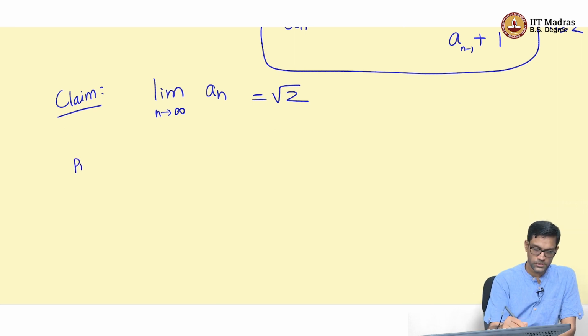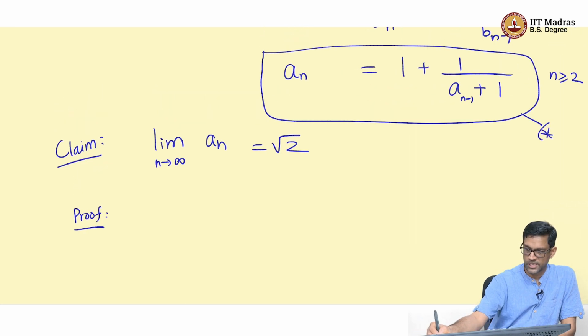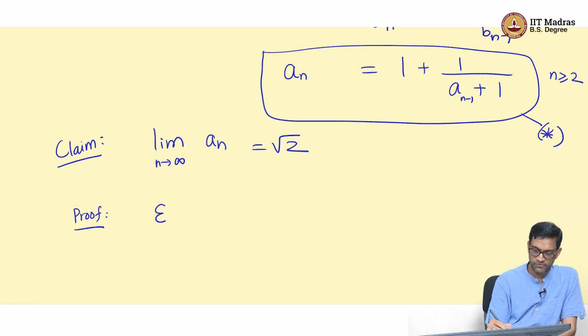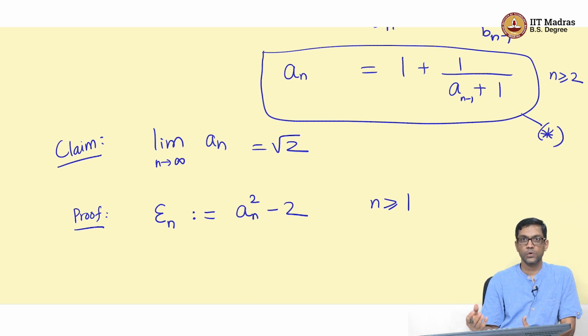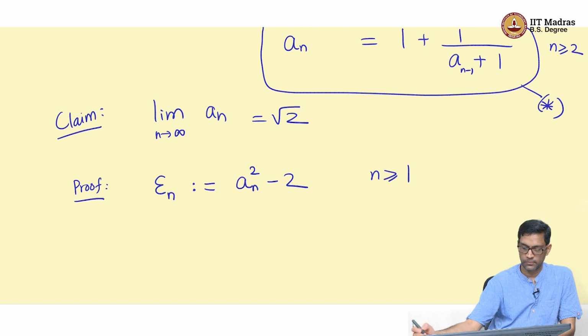Okay, so let us prove this. To do this we'll just use this equation here, which tells us how to get from An to An+1. To prove this, let me define something called epsilon n. What is epsilon n going to be? It is just An squared minus 2. I will define this for all n greater than or equal to 1. In a sense, I want to prove An converges to root 2. I would be done if I show that epsilon n goes to 0. So that's what I am going to try and do.